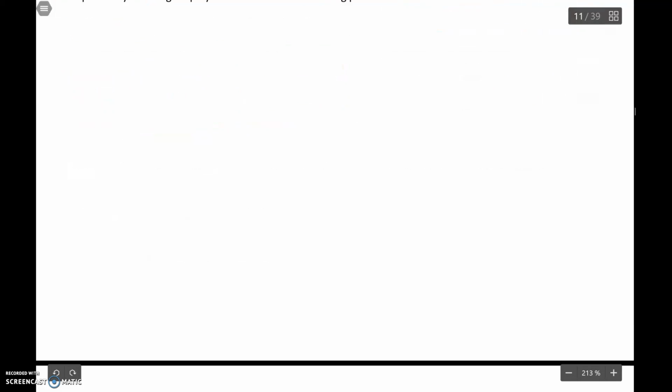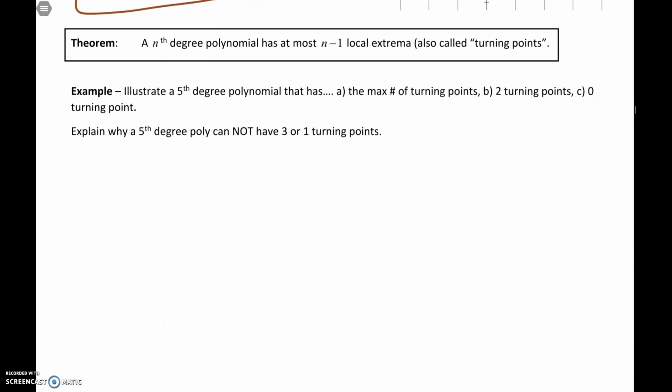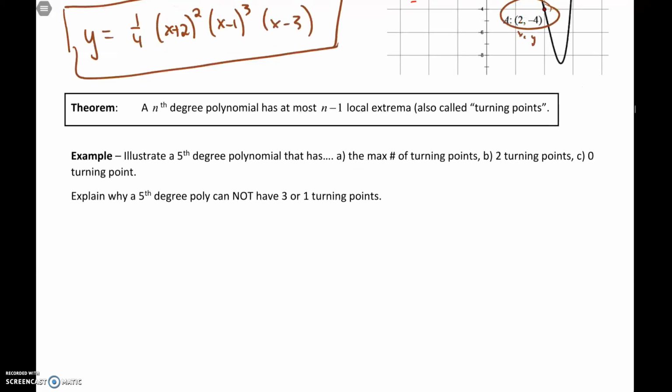All right, the last thing is really just kind of a thinking type of thing, I guess. Thought question, or theorem, I guess. An nth degree polynomial has at most n minus 1 local extrema.